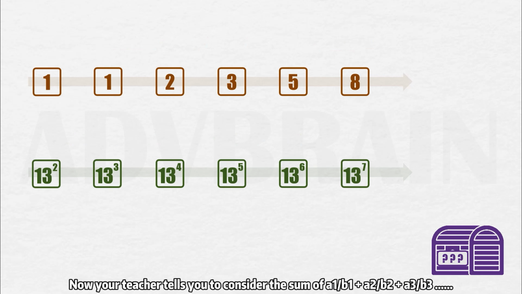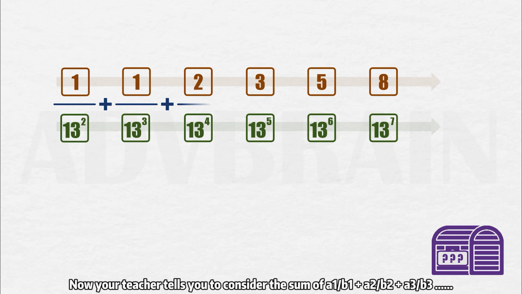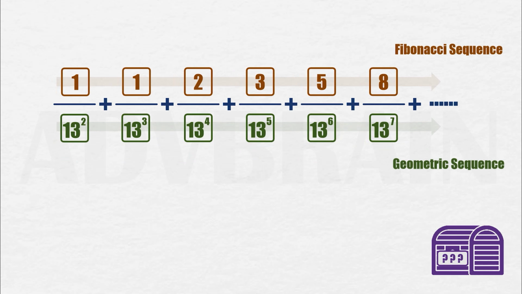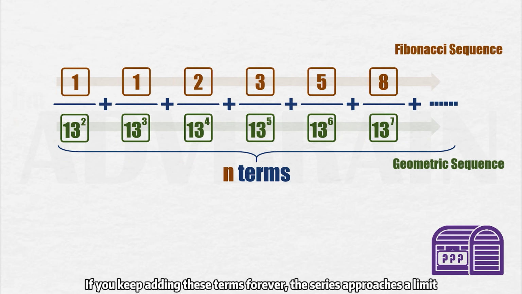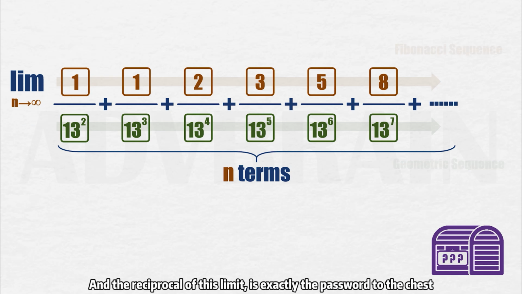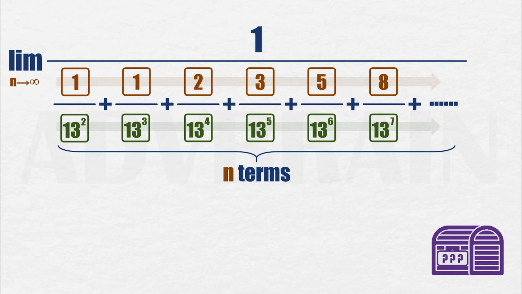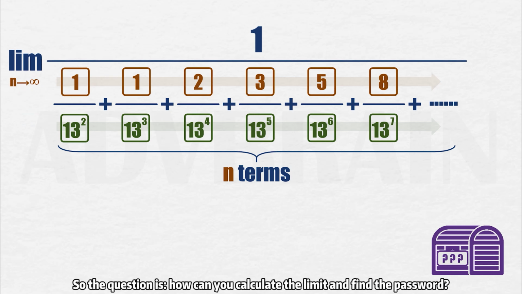Now your teacher tells you to consider the sum of A1 over B1, plus A2 over B2, plus A3 over B3, and so on. If you keep adding these terms forever, the series approaches a limit, and the reciprocal of this limit is exactly the password to the chest. So the question is, how can you calculate the limit and find the password? Please think carefully and use your advanced brain.